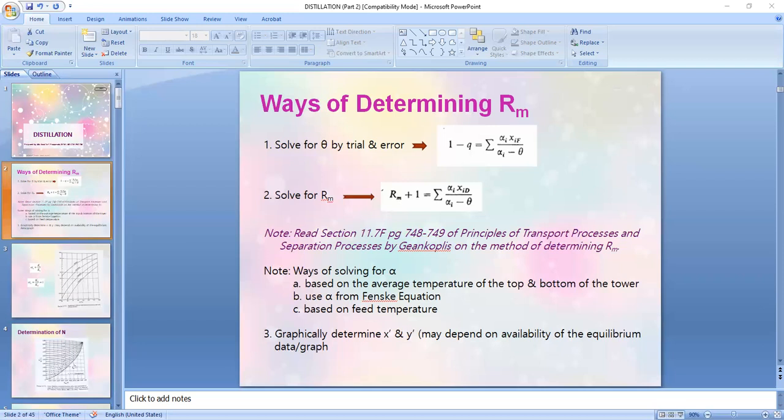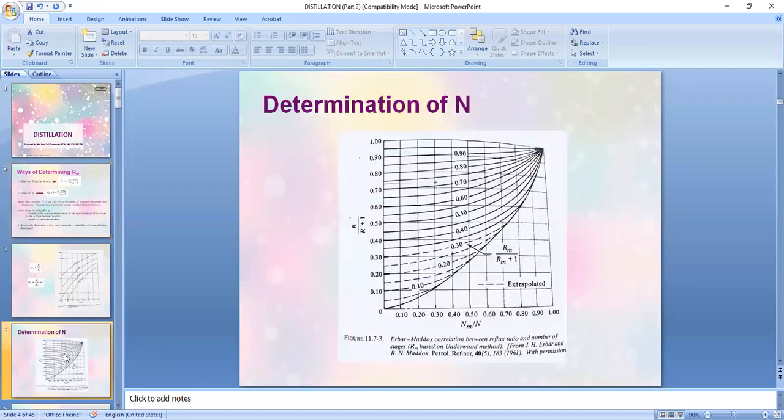So I have included in here the section in Perry's where you can read this particular procedure of determining the R sub M. Now, what's the purpose of determining the R sub M? Now, I'll leave this page here, and we can go back now to the original graph that I have shown to you the previous meeting.